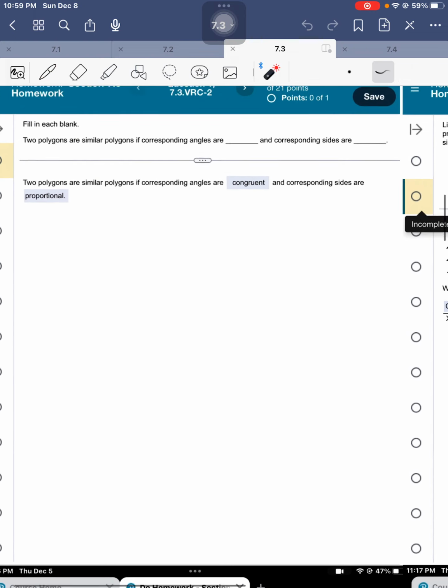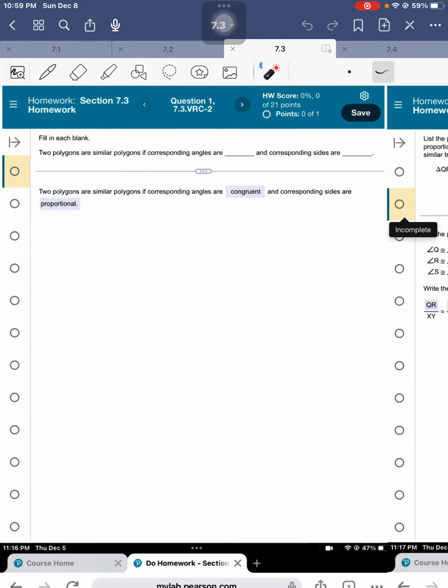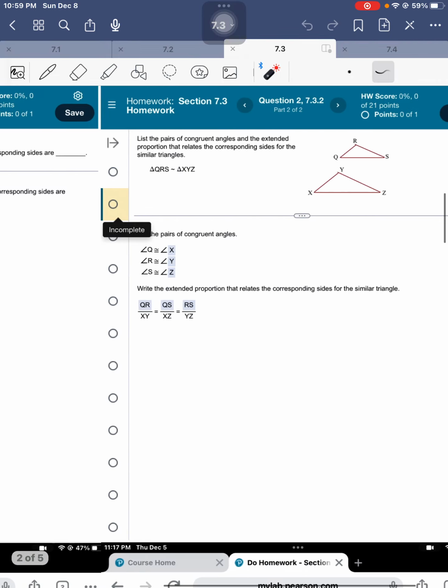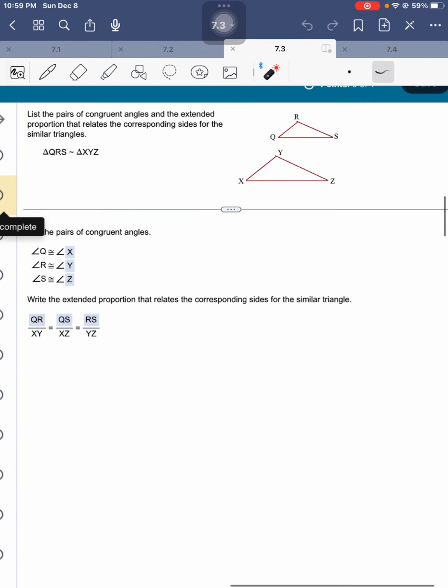Okay, so let's do 7.3. Two polygons. This one's a vocab question. Very important though. Two polygons are similar polygons if corresponding angles are congruent and corresponding sides are proportional. We should know this. This is very important, okay? Remember that congruent polygons are if they have the same angles and the same side lengths. Similar polygons need to have congruent angles as well as proportional side lengths.